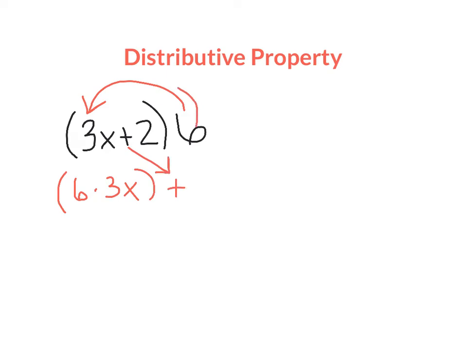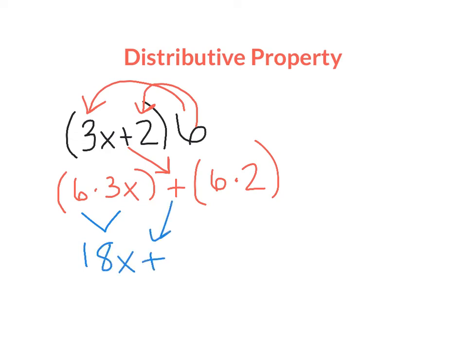Now we're going to distribute to the 2. So what we're really saying is 6 times 2. Let's finish it out to get our final answer. 6 times 3x is 18x. Bring down our plus sign, and 6 times 2 is 12. So our final answer, once we distribute, would be 18x plus 12.